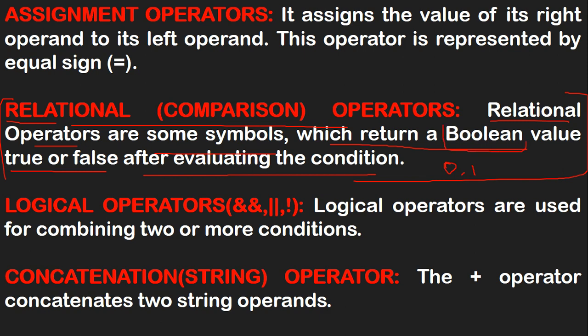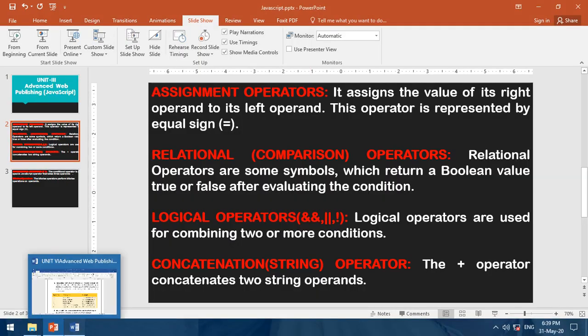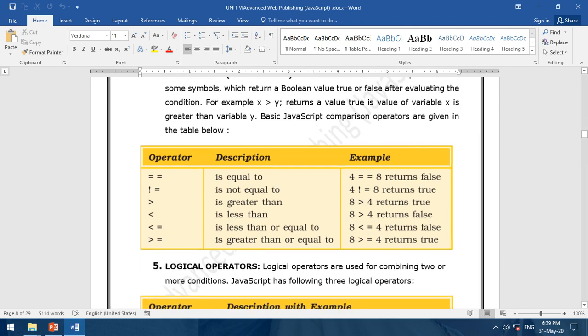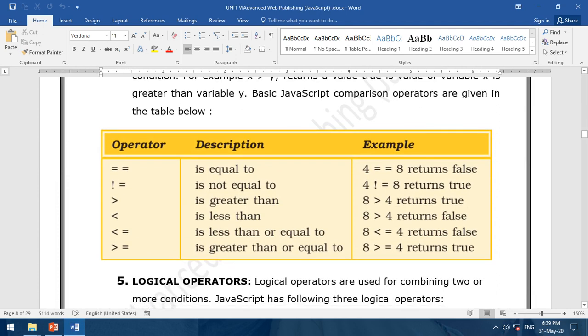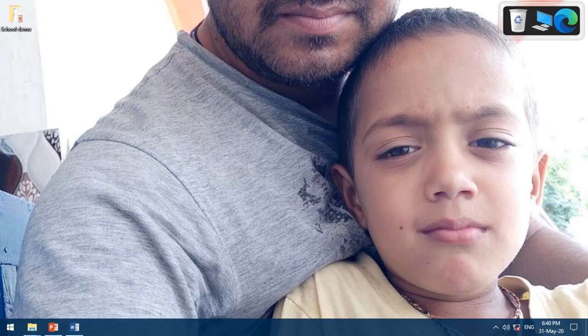And we know that true and false come under boolean value. Boolean means where we have only two conditions, either true or false. So let's start with a practical example, where we are going to practically implement this relational operator. In a relational operator we have these operators: equal to, not equal to, greater than, less than, less than equal to, and greater than equal to. So in practical we will implement all these operators.